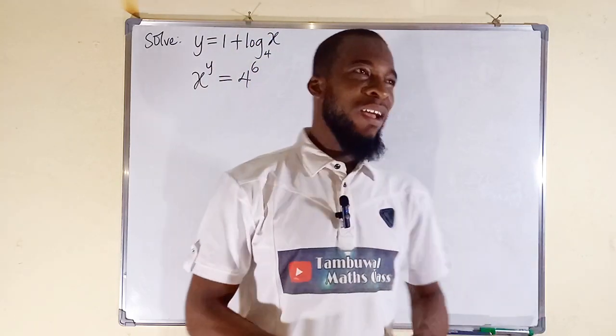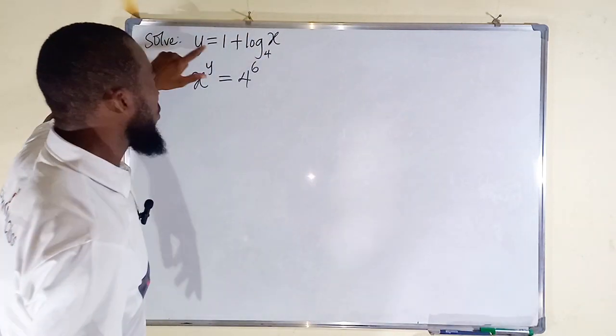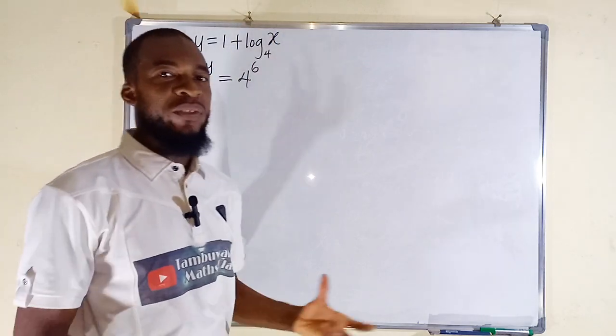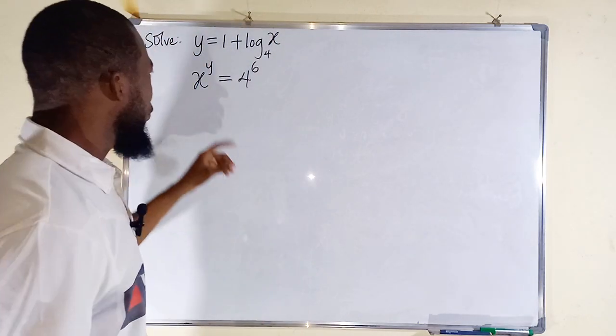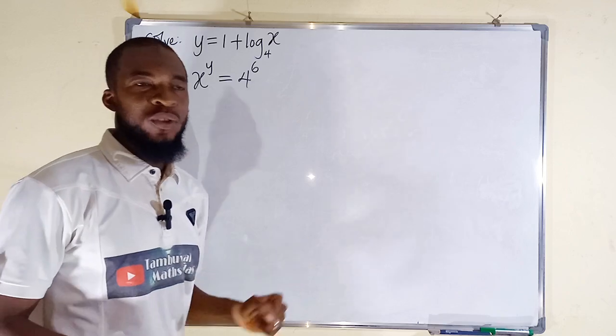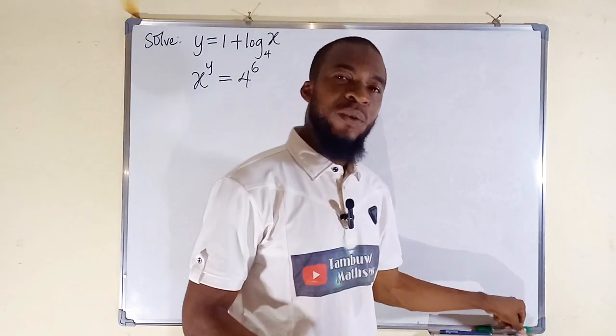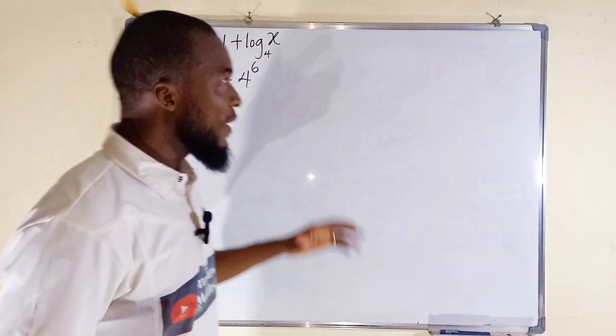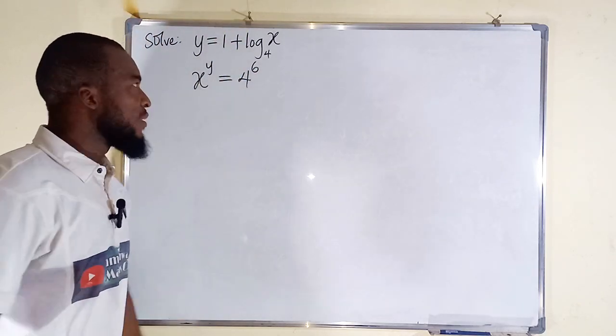In this tutorial we are going to find a solution to this system of logarithmic and exponential equations. The first equation is y equals 1 plus log of x with the base of 4, and the second equation is x to the power of y equals 4 to the power of 6, and we are looking for the values of x and y that can satisfy both equations.